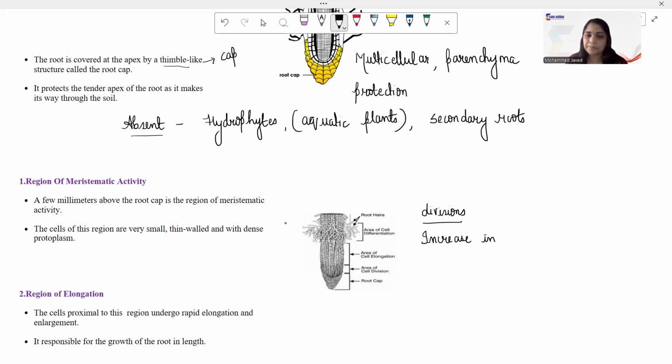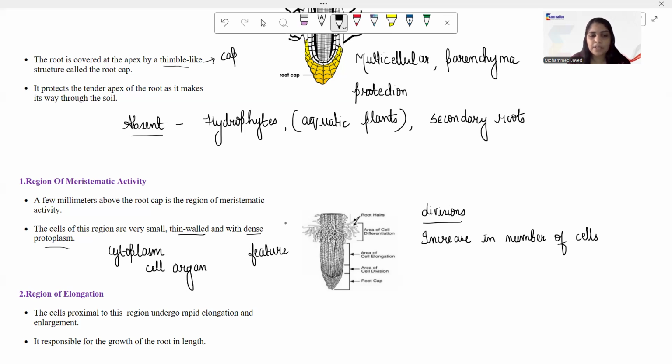Right. Now, how are these cells present? What are the features? Whenever we talk about features of meristematic cells, we know that the cells are thin-walled. They are having dense protoplasm. That means they have a good amount of cytoplasm along with cell organelles. So dense protoplasm meaning a good amount of cytoplasm with cell organelles is going to be present. And there is also presence of prominent nuclei.